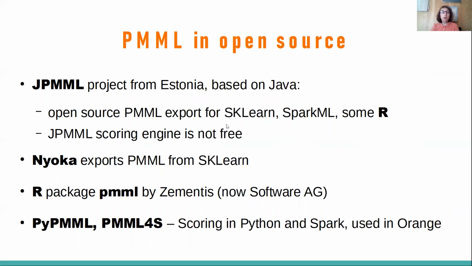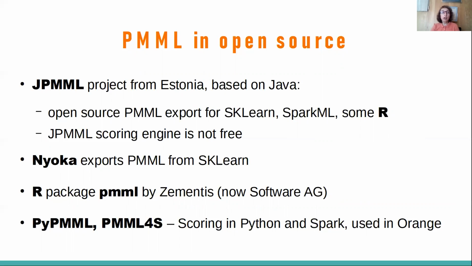In open source, PMML is supported by a number of packages. The biggest one is JPMML package. It's a whole project from Estonia. It is based on Java, and it provides open source PMML export for all the major open source packages. And also it has a scoring engine. But for the scoring engine, you have to pay them if you use it. It's not completely free. And then Nyoka exports PMML from scikit-learn.